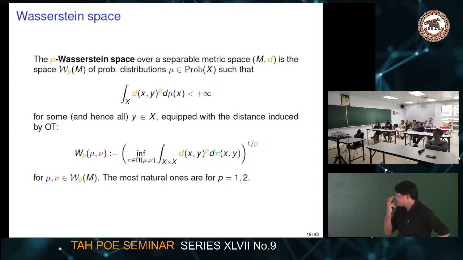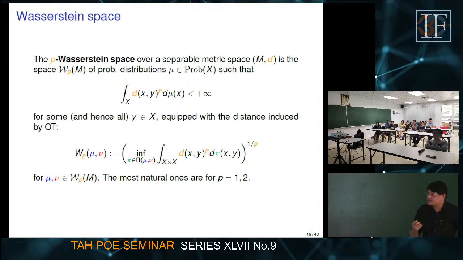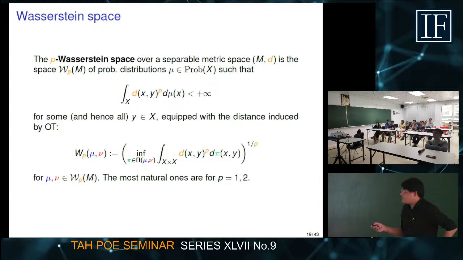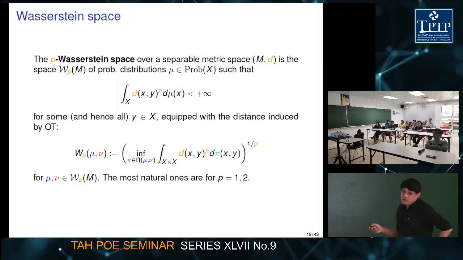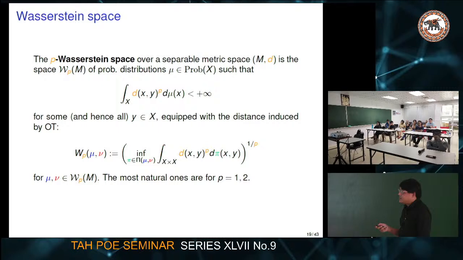In Wasserstein space, we take a separable metric space. You can think of a Euclidean space of vectors if you'd like. So we take a separable metric space, and then you consider the space of all probability distributions with finite p moment. You want this p moment to be finite, and then you equip this space of probability distributions with this optimal transport cost.